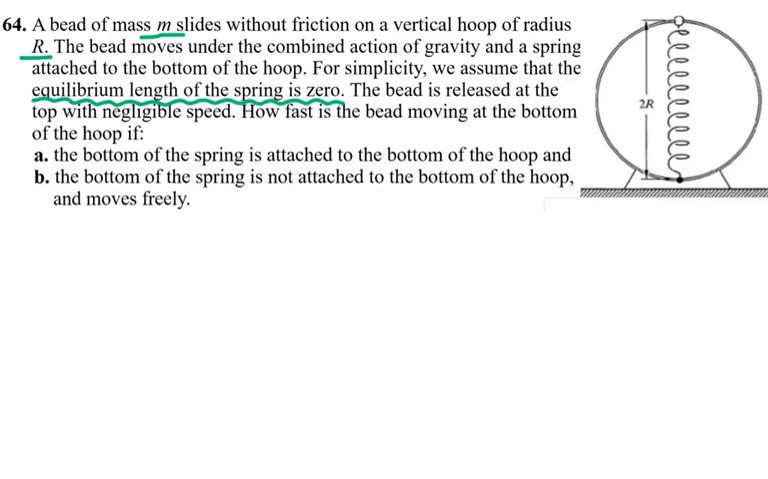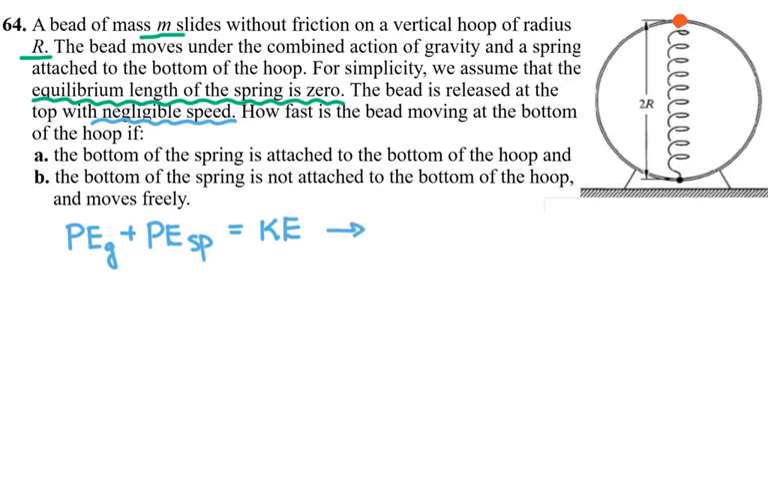So if the spring is all the way at the top, it has potential energy. So the potential energy of the spring, gravitational potential energy, and it has potential energy of the spring at that point. There is no velocity at that point because they say moving with a negligible speed. And then it will convert into the kinetic energy of the bead at the bottom.